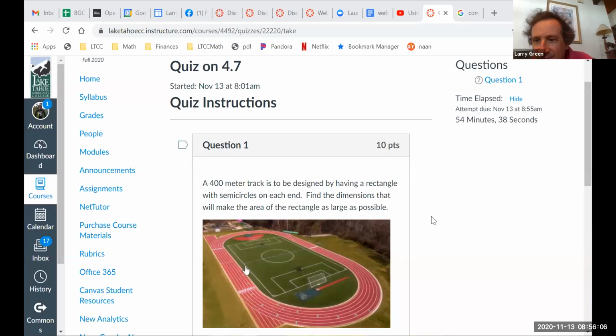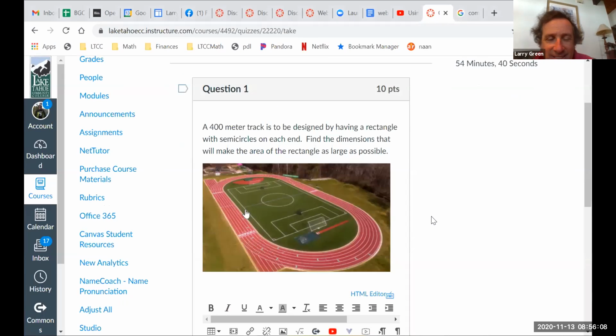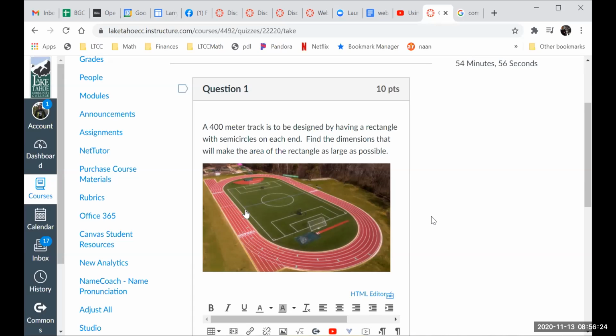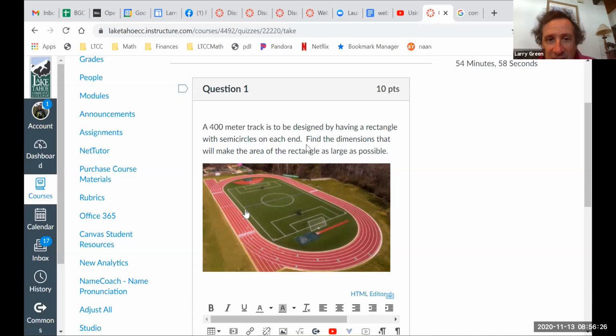Okay, so here's the question. We have a 400-meter track, and it's to be designed by having a rectangle with semicircles on each end. Okay, it's a standard track. I'm sure you've all seen it, maybe run around a track like that. I used to all the time. And the question is, find the dimensions that will make the area of the rectangle as large as possible.